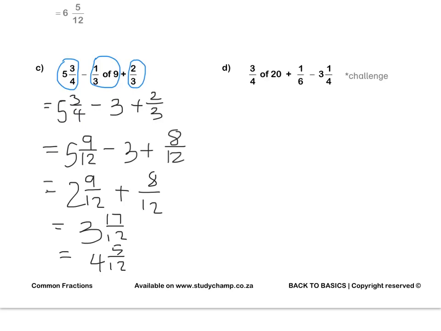Press pause to complete the rest of this question by yourself. When you are done, use the memo to mark all your answers.